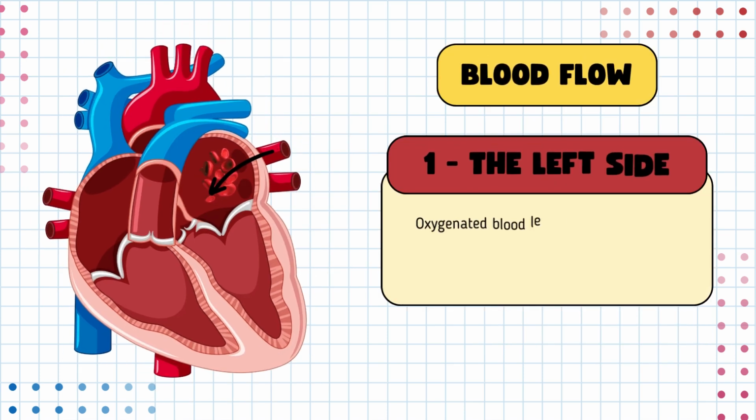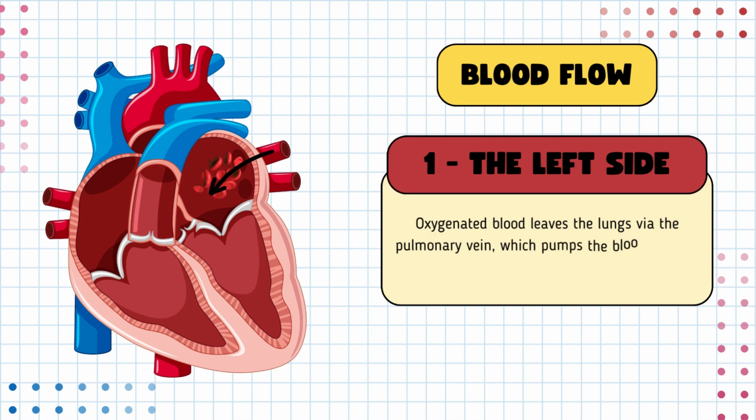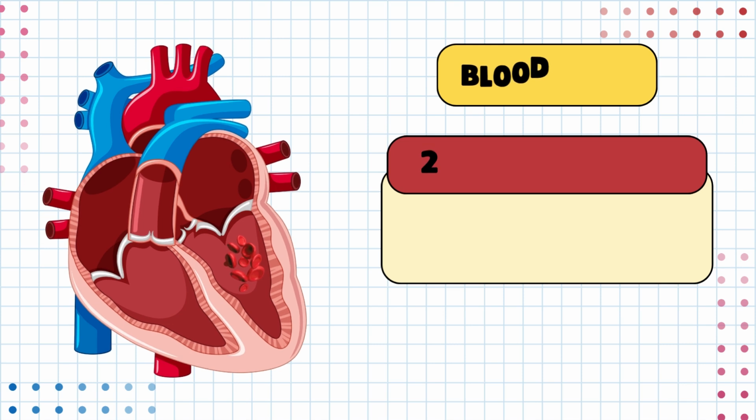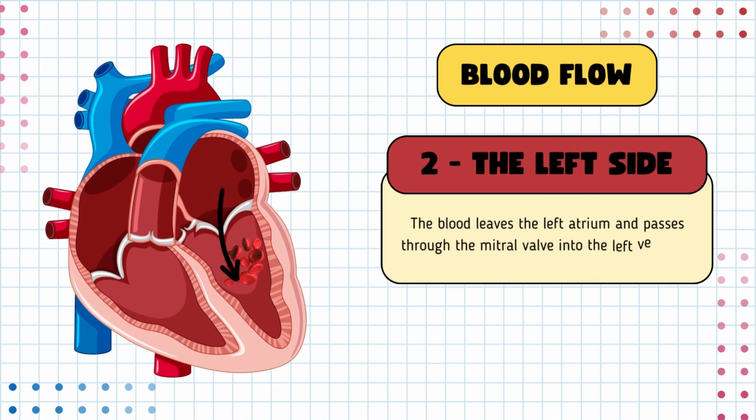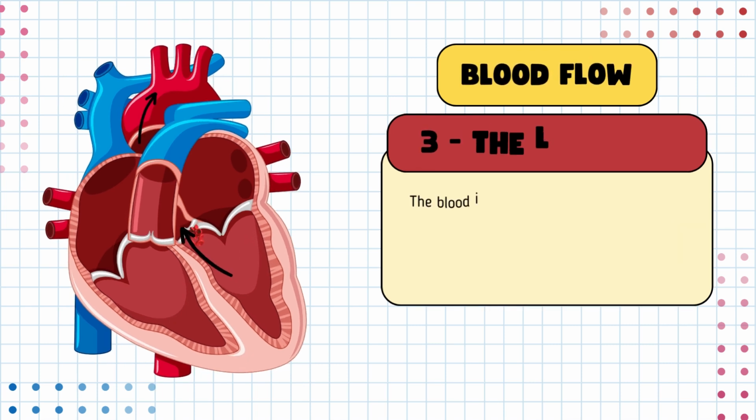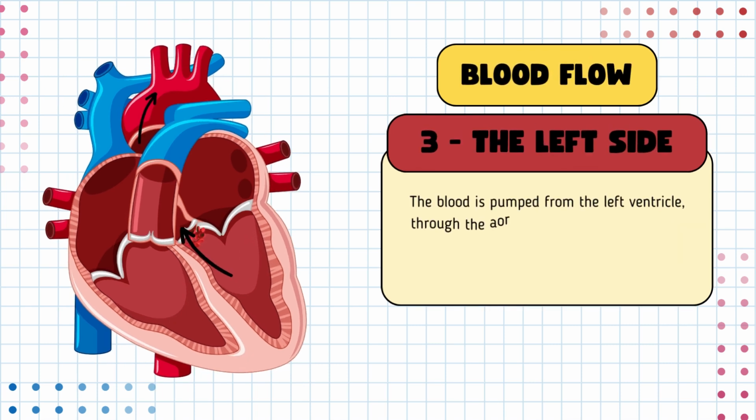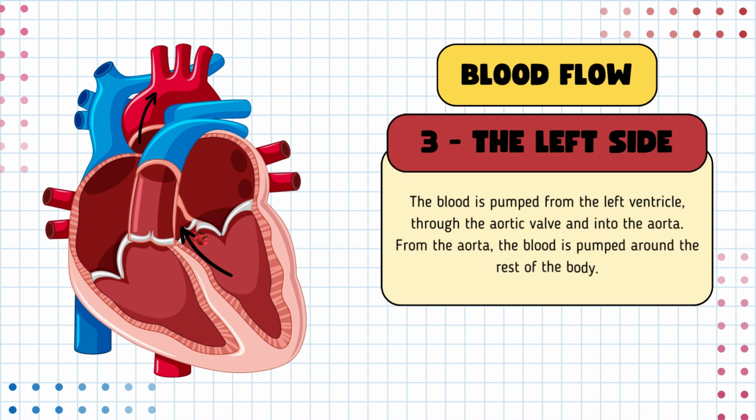The oxygenated blood then leaves the lungs via the pulmonary vein, which pumps the blood into the left atrium. The blood then leaves the left atrium and passes through the mitral valve into the left ventricle. The blood is then pumped from the left ventricle through the aortic valve and into the aorta. From the aorta, the blood is pumped around the rest of the body.